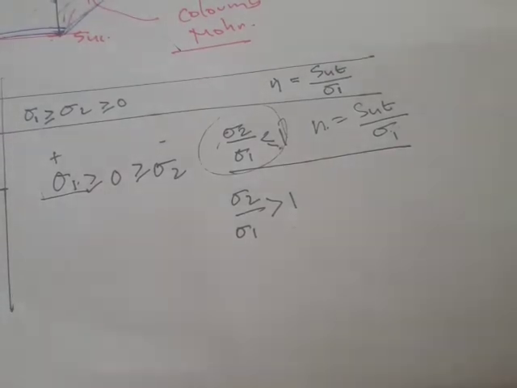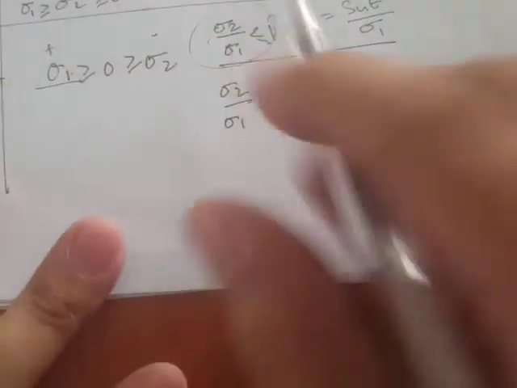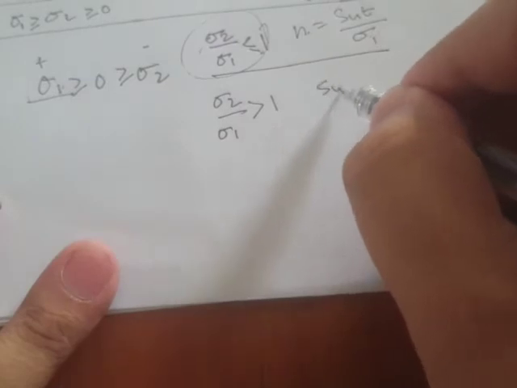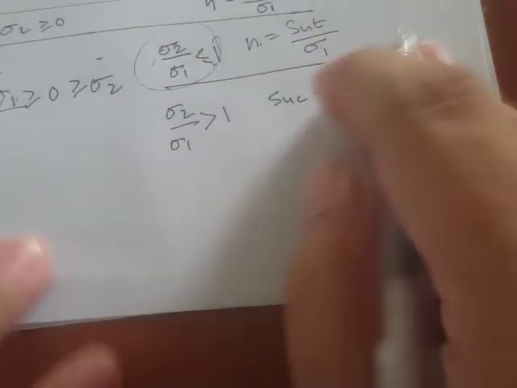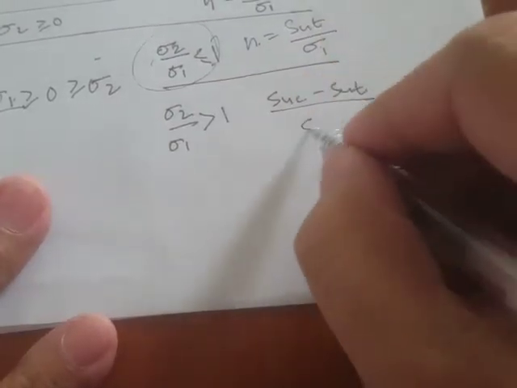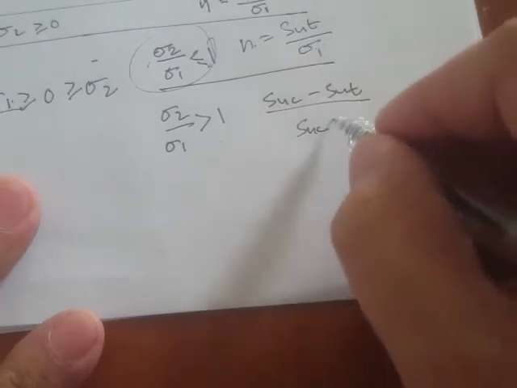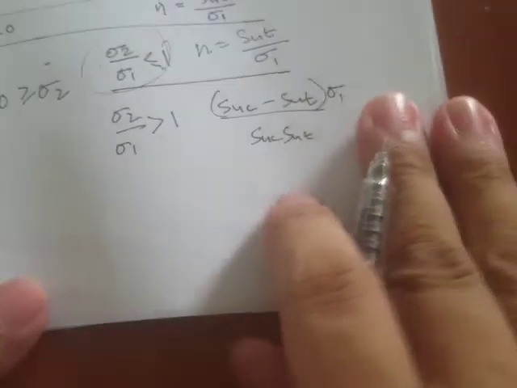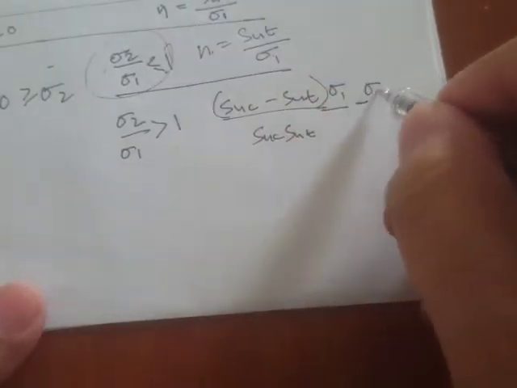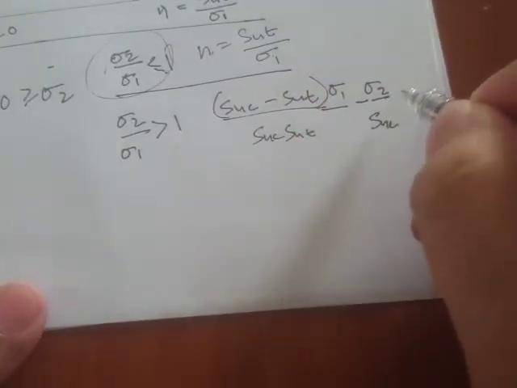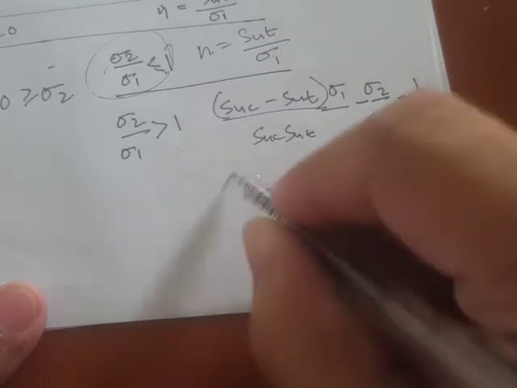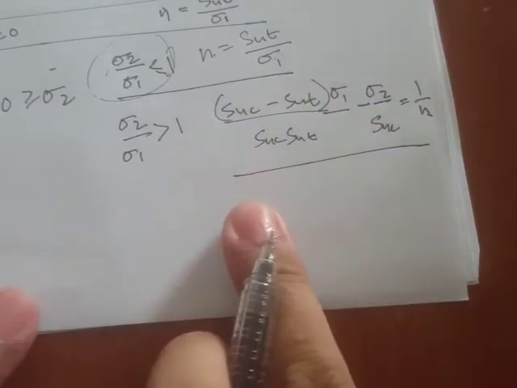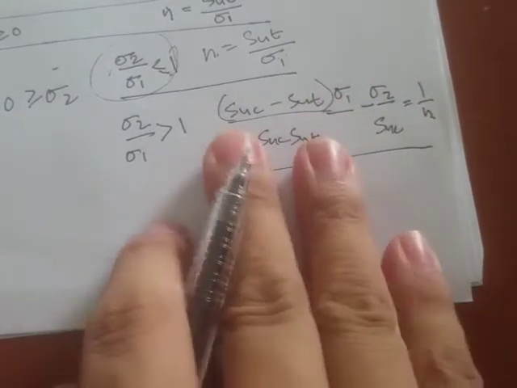But for case 2b, this is going to be SUC minus SUT, the strength in compression minus the strength in tension, divided by the product of the strengths. We multiply this by sigma 1, minus sigma 2 over the strength in compression, is equal to 1 over n. Okay, so we have a change in the equation.